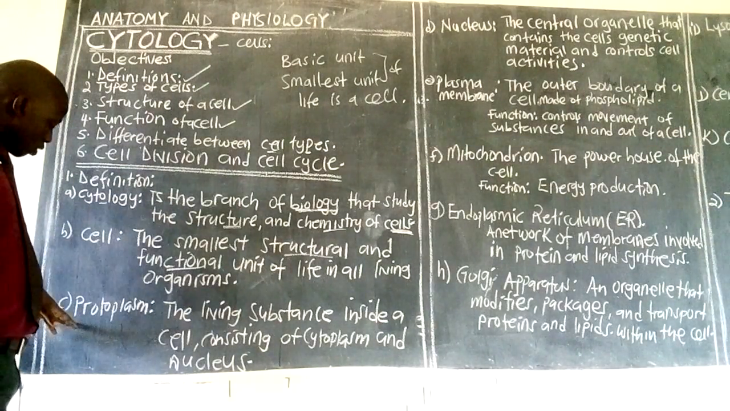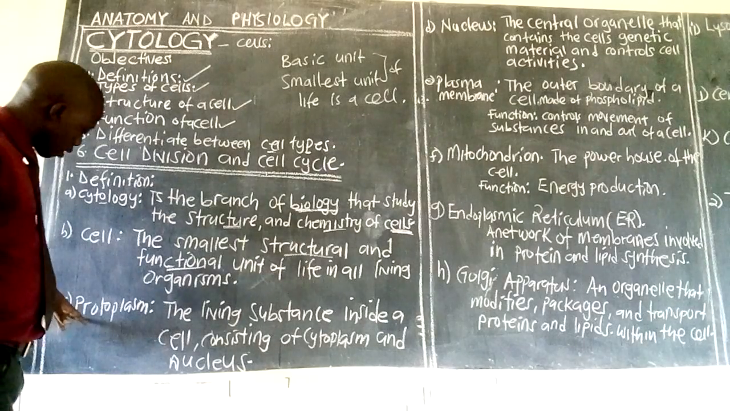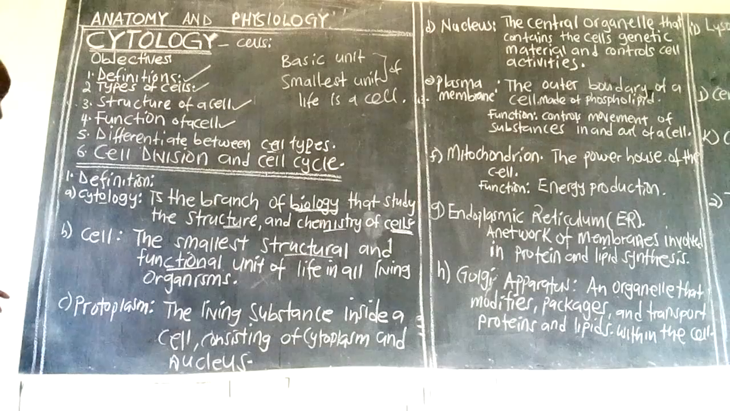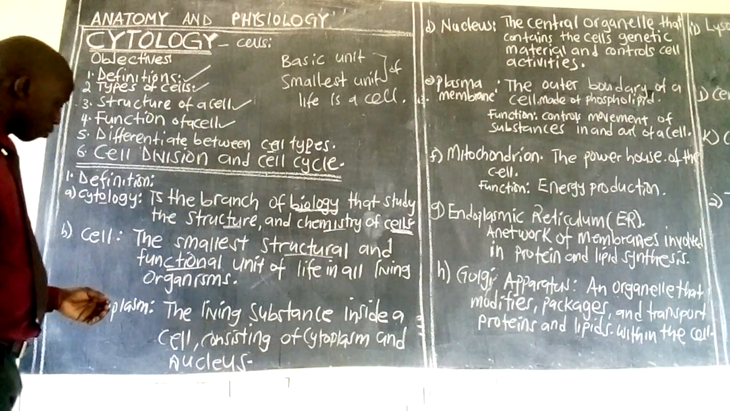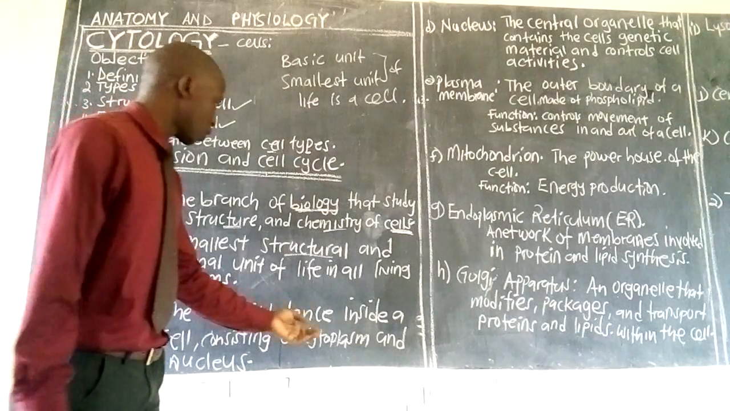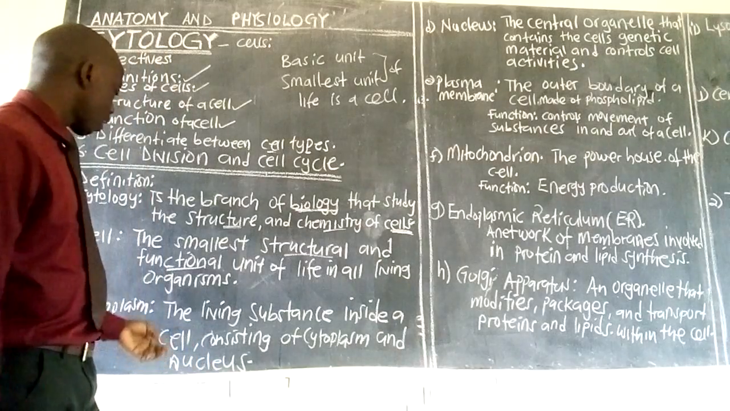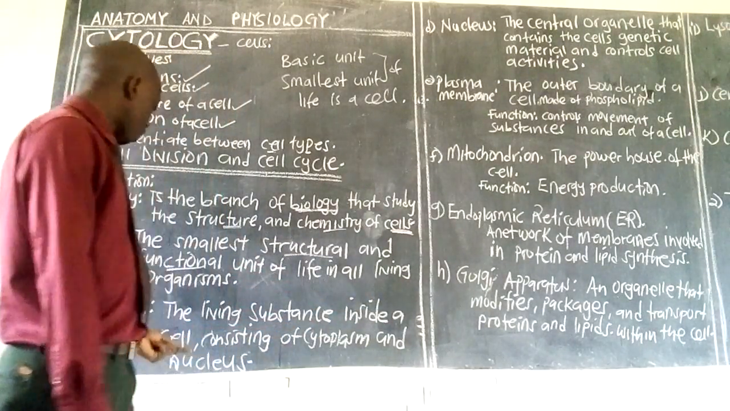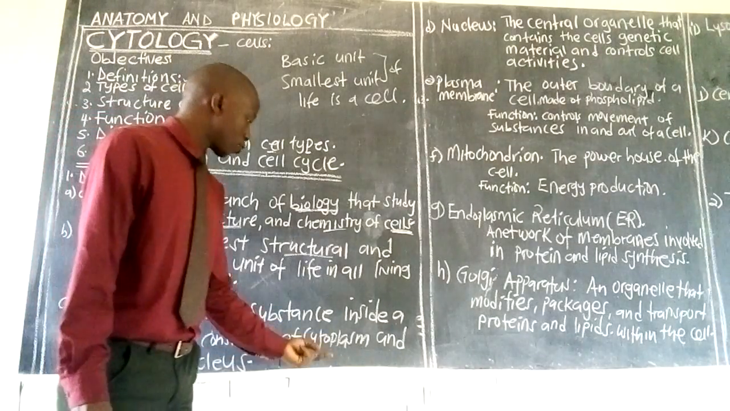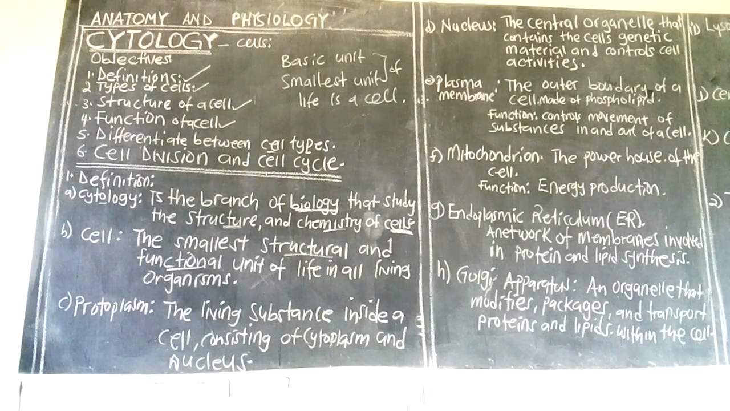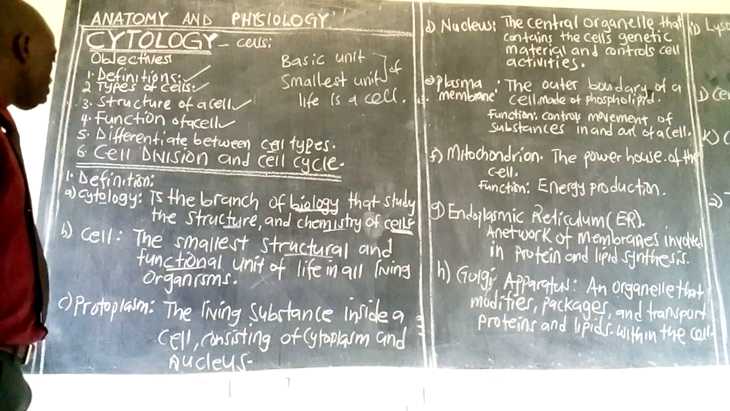Then, we shall see what is called the protoplasm. These are some of the definitions we have here. We say, the protoplasm, this is the living structure inside a cell. The living substance inside a cell consisting of cytoplasm and the nucleus. That is what we call protoplasm.